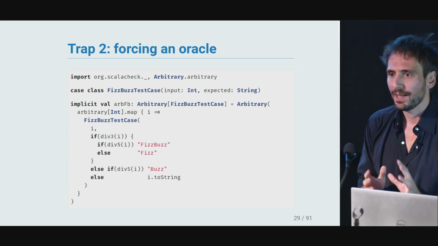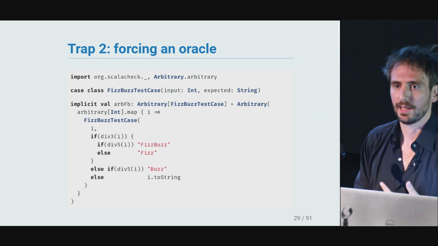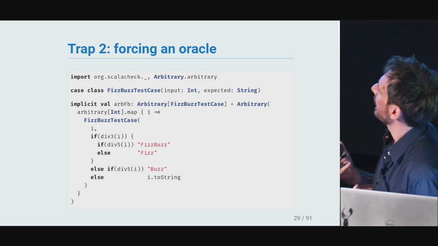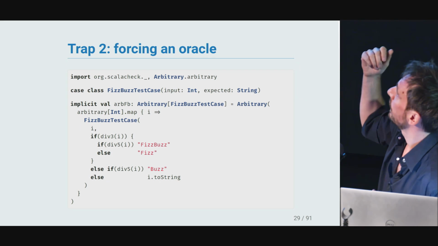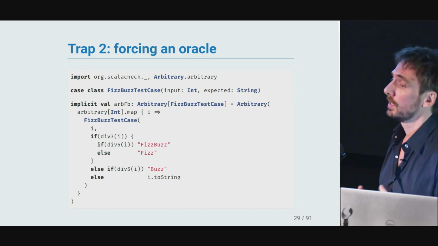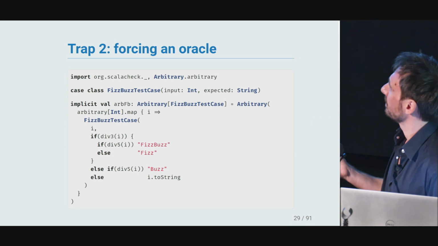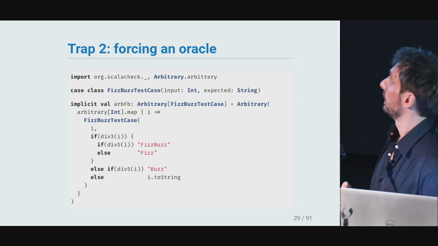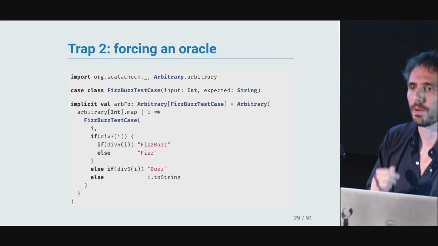And then another one, which is kind of similar, but not exactly, which is instead of re-implementing the system under test, you try to be tricky and come up with some sort of oracle. The usual way to do it, I've done that a lot, is to create a test case class, which contains the input and the expected output. And when you run a property, you just make sure that fizzbuzz of the input is equal to the expected output. First, that's basically rewriting the system under test in a more complicated way. And second, it makes for really complicated code.